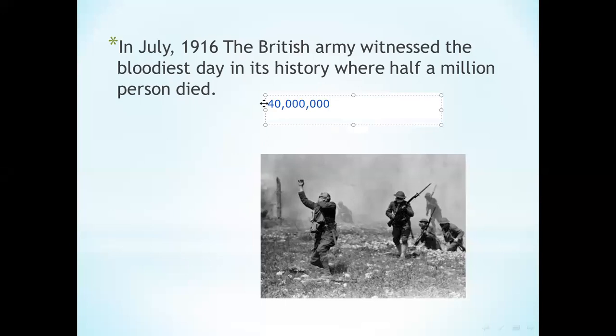40 million people died. 9 million of them military and 10 million of them civilians. And the war ended in 1918 after they divided all of these countries. One of the bloodiest days that the British Army had was in 1916 when they lost, in one day, 50,000 people. يعني 50,000 people died in one day in Britain.